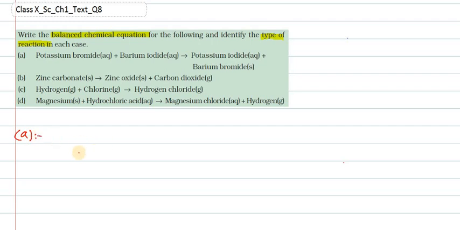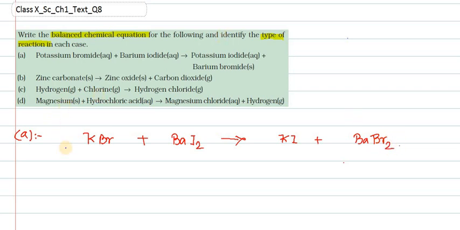It says potassium bromide. Potassium bromide is KBr. It reacts with barium iodide to form potassium iodide, that is KI, plus barium bromide, so it is BaBr2. Now let's balance this.